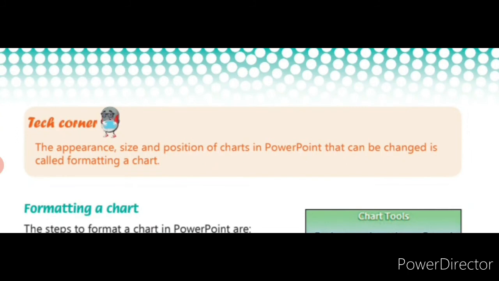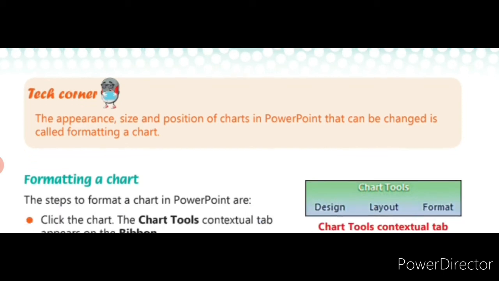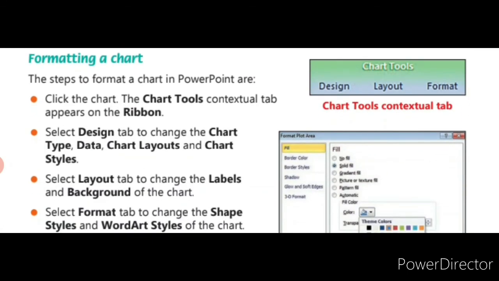Clear children? If you select the chart, this chart tool contextual tab will appear. It contains 3 sub tabs, which are design, layout and format. In order to change the chart type, data, chart layouts and chart styles, click the design tab. If you want to change the labels and background of the chart, click the layout tab. If you want to change the shape styles and word art styles, you need to select the format tab. Clear? So next we'll see the steps to change the chart background color and patterns.